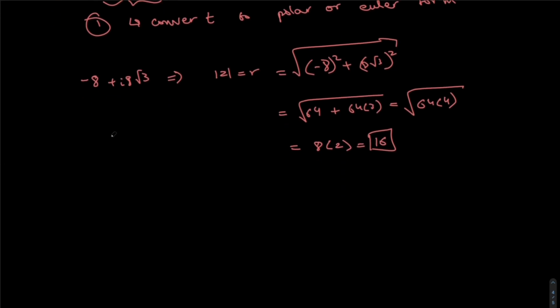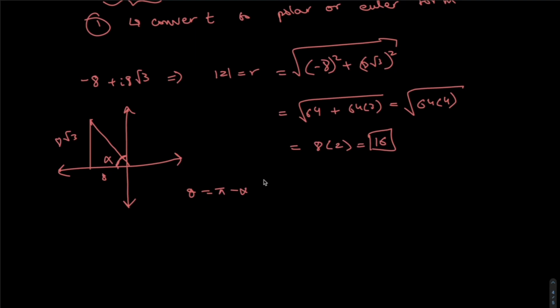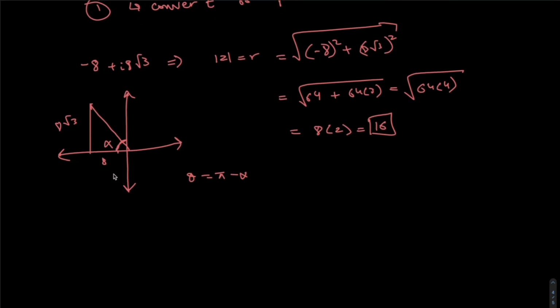Now, time to find my argument. Again, let's draw it on a plane really quickly so we don't mess up the angles. So we have minus 8 somewhere here, and then we have 8 root 3, so it's somewhere here, like this. So I can find this angle, and then theta would be pi minus alpha. So this would be pi by 3 because it's tan inverse of root 3. I'm not going to write every single step now. You can figure that out all on your own now. So my theta will be 2 pi by 3. Okay? So that's my theta.